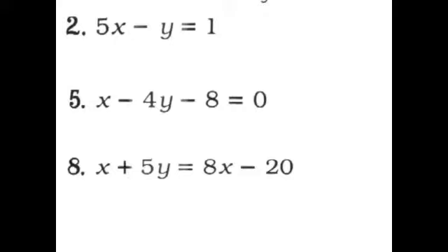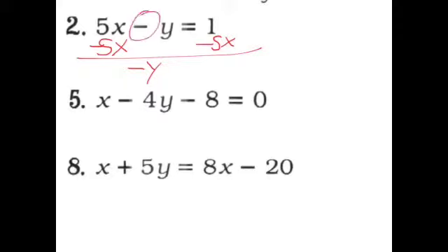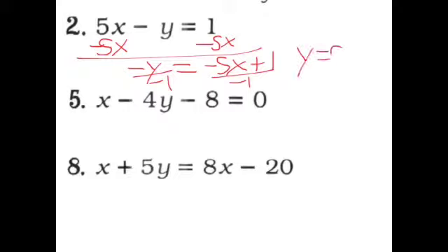Moving on to the next section here, still need to get the y all by itself. Let's subtract 5x from both sides, because y is already on the left. Now sitting at negative y, make sure you keep the negative with it, equals negative 5x plus 1. We need to get rid of that negative in front of the y, so divide everything by negative 1, or you can times everything by negative 1. You'll get y equals positive 5x minus 1. So make sure you're basically just changing your signs there.